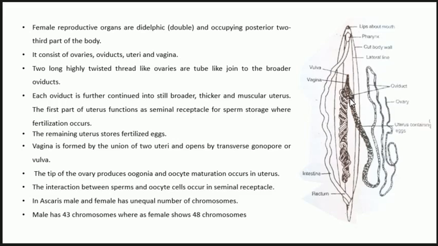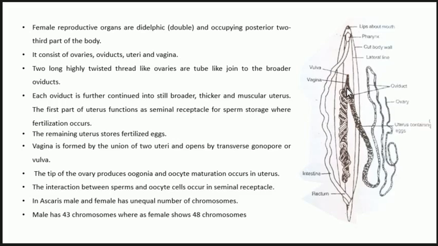So two long, highly twisted thread-like ovaries are tubes joined to a broader oviduct. These are the long tubes. Each oviduct further continues into a still broader, thicker and muscular uterus. From here onwards, as you can see, the uterus goes on increasing, becoming broader and broader, and at the end you have a broad vagina and the vulva also. The vulva is not broad, but the vagina is.